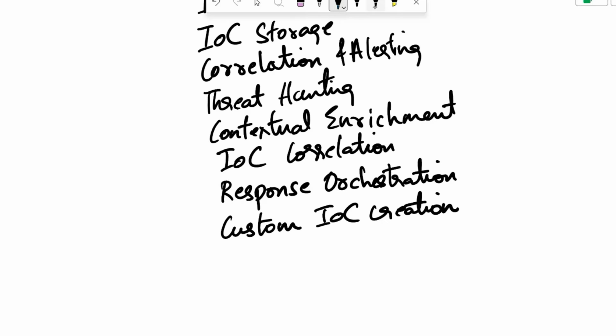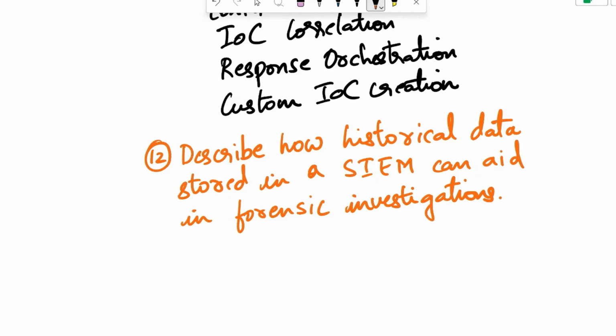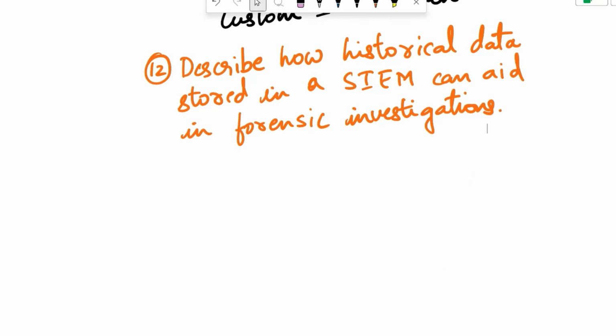Let's go to the next question. Describe how historical data stored in a SIM can aid in forensic investigations. Historical data stored in a SIM system is a valuable resource for conducting forensic investigations. Forensic investigations involve analyzing and reconstructing events after a security incident or breach has occurred. Let's see how it is helpful.